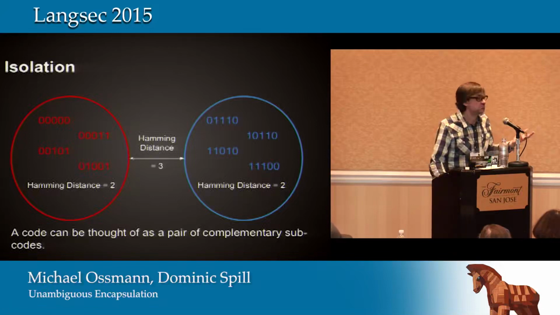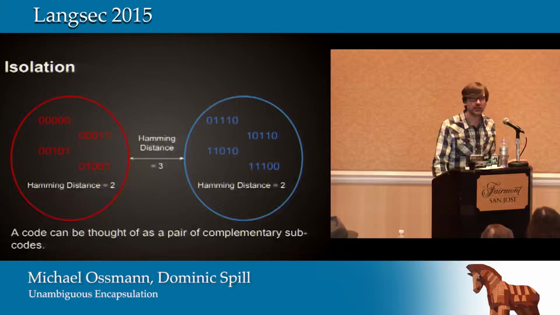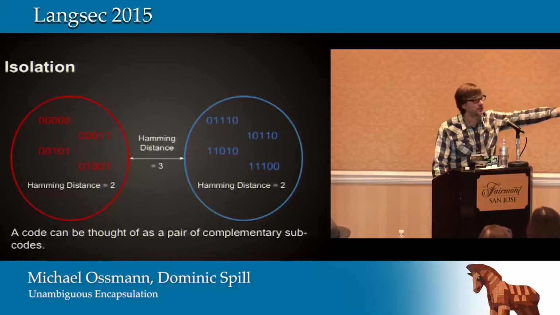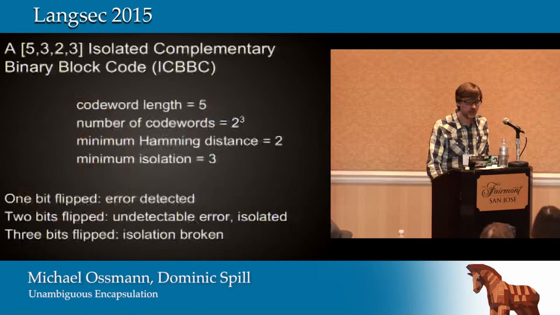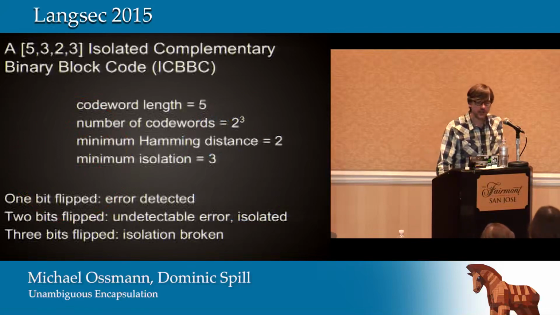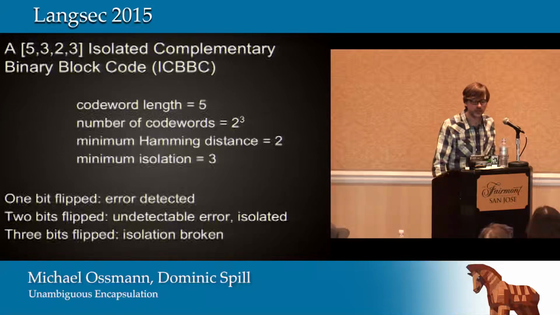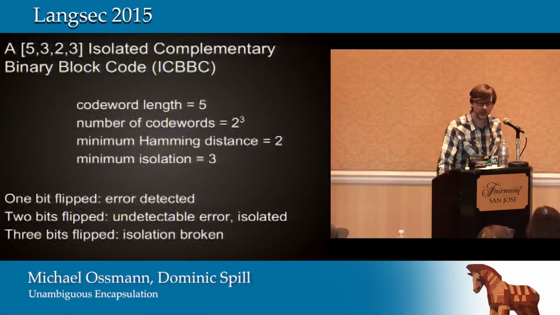And we think that this is a property that might be useful for unambiguously encapsulating data, where maybe you'd use one set of code words for the header and the other set for the payload, for example, in a wireless communication protocol. So we call this particular type of code an isolated complementary binary block code.